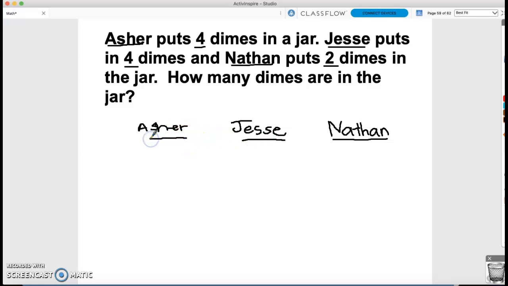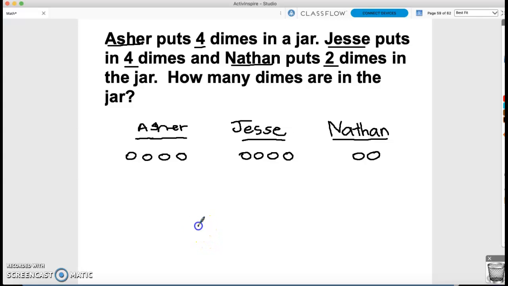So, Asher had 4 dimes. So I'm going to draw 4 circles for those 4 dimes. 1, 2, 3, 4. Jesse also had 4 dimes. 1, 2, 3, 4. And Nathan had 2. 1, 2. And it says how many dimes are in the jar. So I need to know how many dimes there are all together. So I'm going to add that.